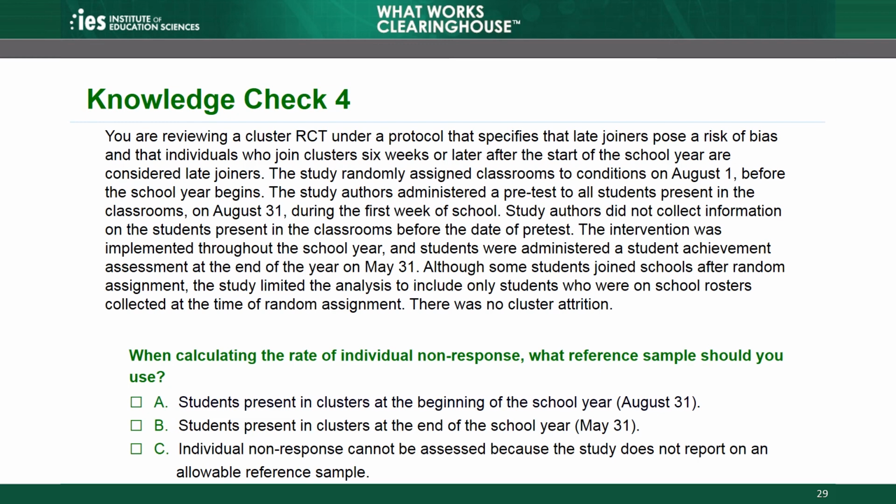When calculating the rate of individual non-response, what reference sample should you use? A. Students present in clusters at the beginning of the school year, August 31. B. Students present in clusters at the end of the school year, May 31. C. Individual non-response cannot be assessed because the study does not report on an allowable reference sample.